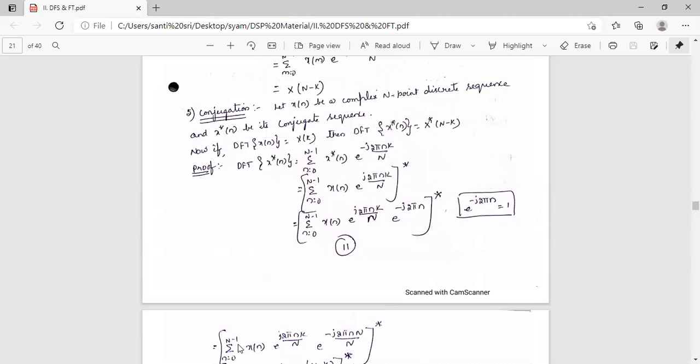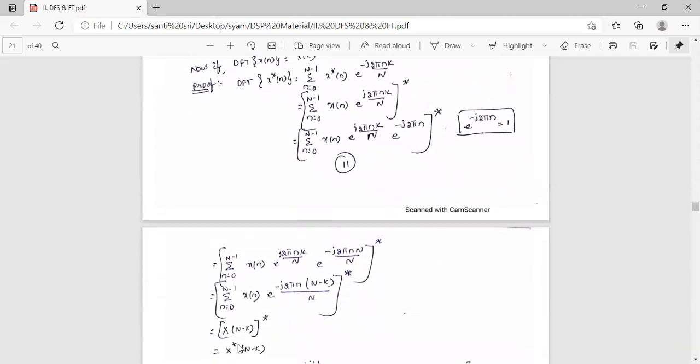So this is the conjugation property. So if DFT of x of n is X of k, then DFT of x star of n will become capital X star of N minus k, which is proved.